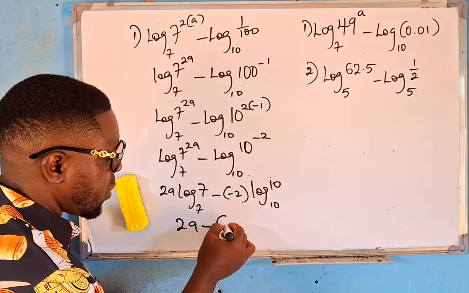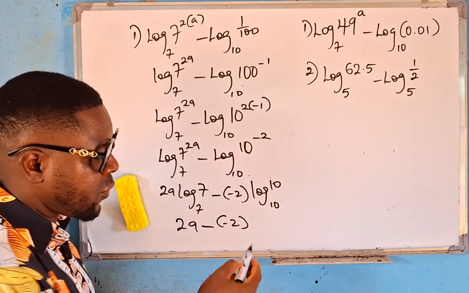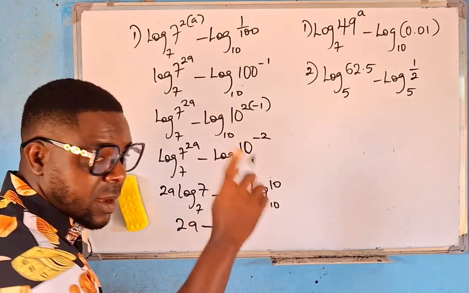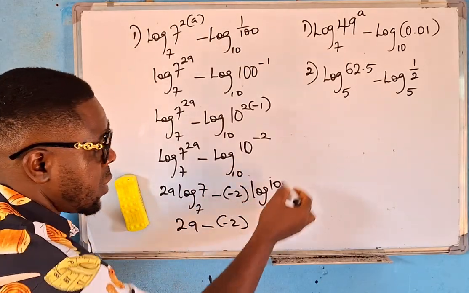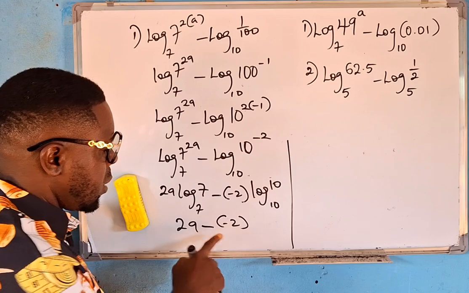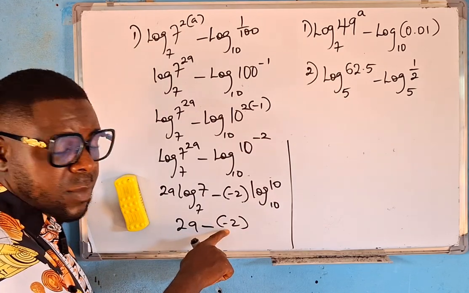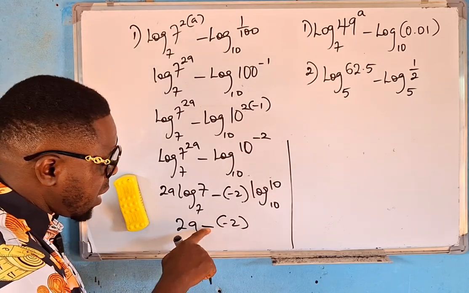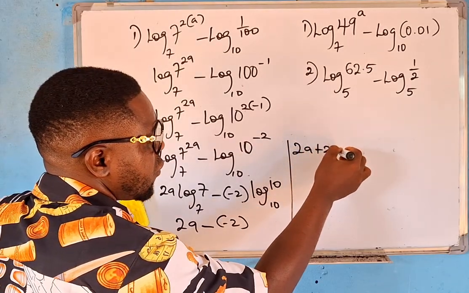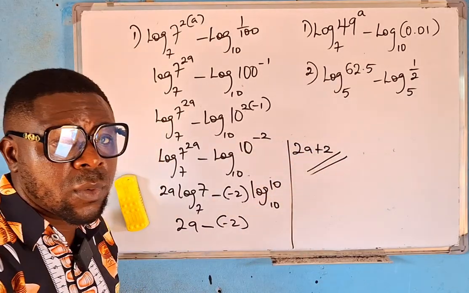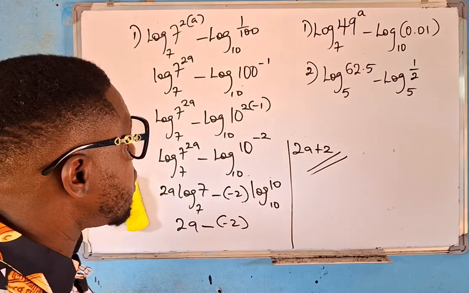Minus bracket minus 2. Why is it minus 2? Because log 10 base 10 is 1, and 1 multiply minus 2 will give me minus 2. Now take note, this is not our answer. So I'll use this minus to multiply this minus to open up this bracket. And minus times minus is plus. So my answer is 2a plus 2 for question 1. Let's look at question 2.